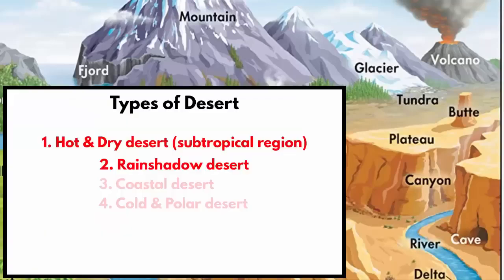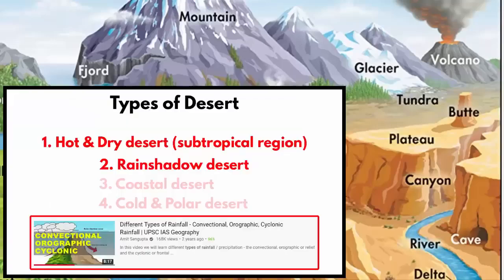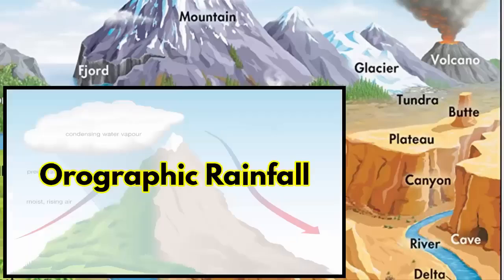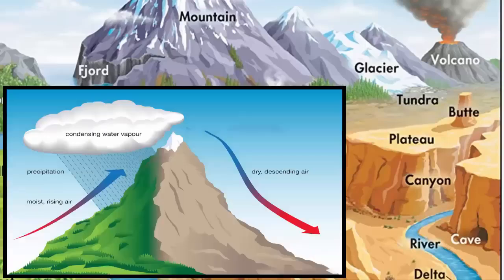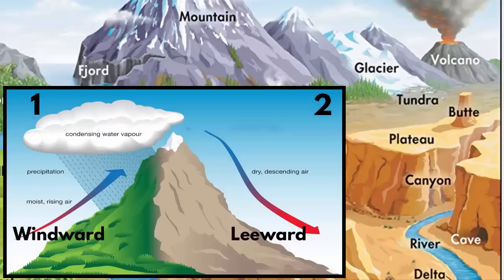The second type of desert is rain shadow desert. I want you to watch a video where I have explained different types of rainfall. In that I have explained orographic rainfall. So there are 2 sides of a mountain: one is the windward side and the other is the leeward side. By looking at the name, you can easily figure out that windward means the side of the mountain which faces a lot of wind. As a result, rainfall occurs. And the leeward side is the opposite side where it is dry and there is no wind. That means there is very little or no rainfall at all on the leeward side of a mountain.